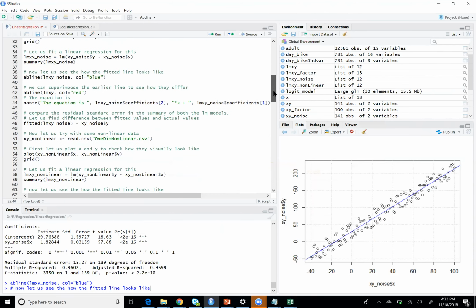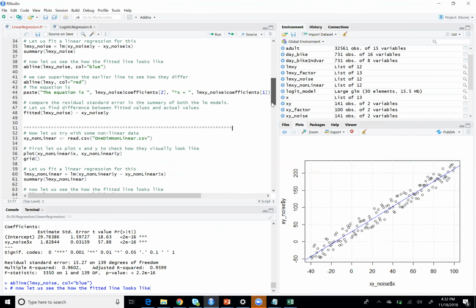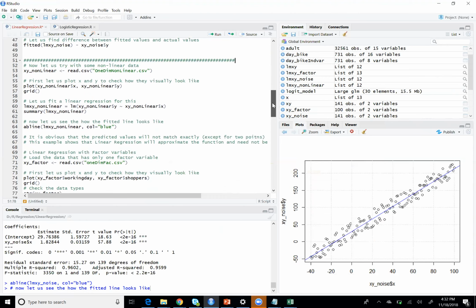So there's another case study. This is the one with noise. So the next section of the code, we are using another data set for nonlinear data. In this case, we are reading a file in which the data is nonlinear, and then we try to fit a linear line through it. So let's see how that works.